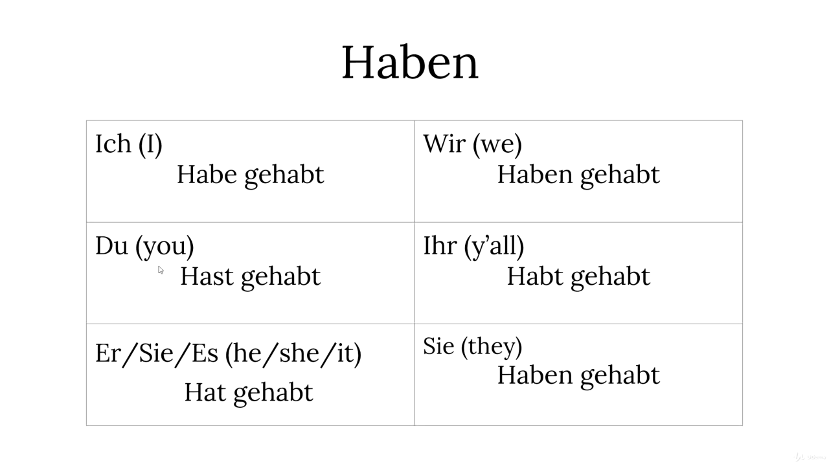I had. However, du hast gehabt. You had. Sie hat gehabt. He had, she had, it had. Wir haben gehabt. We had. Ihr habt gehabt. You had, in plural. And finally, sie haben gehabt. They had.